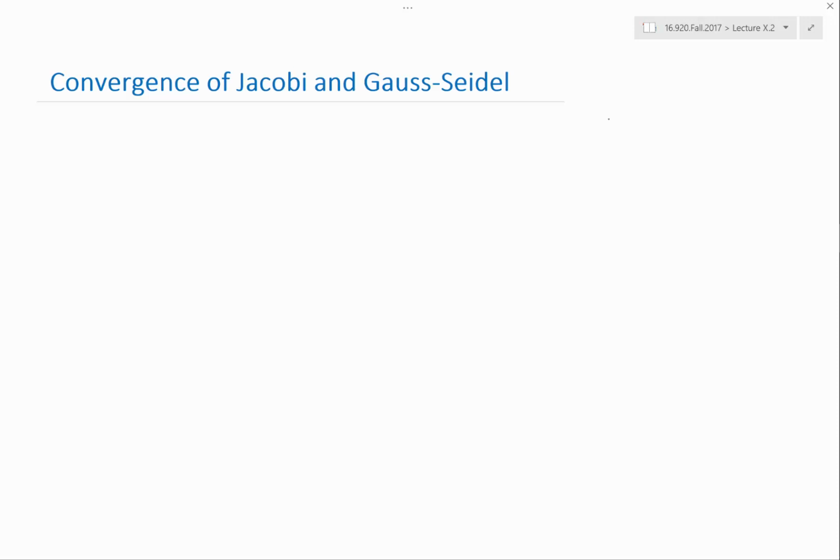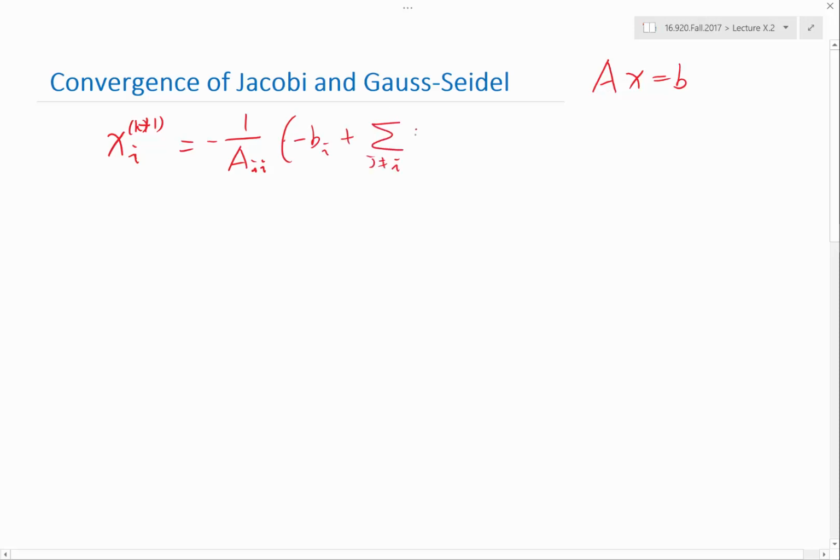We have already seen that for Jacobi iteration, my iteration is basically x_i^(k+1) equal to minus 1 over a_ii, the diagonal entry, times... let me assume I'm solving Ax = b, right? Then it's minus b_i plus the summation over j not equal to i of a_ij times x_j^k, right? So that's the Jacobi iteration at the ith row.